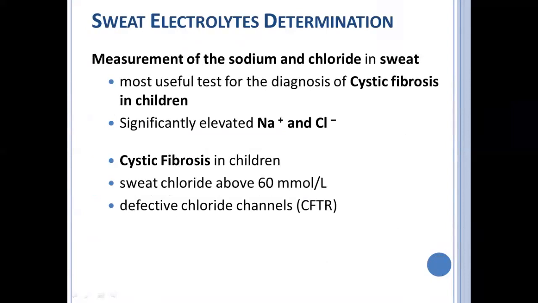You have the sweat electrolytes determination. So this is the measurement of sodium and chloride, particularly chloride, in sweat. This is the most useful test for the diagnosis of cystic fibrosis. So usually in cystic fibrosis, there is elevated sodium and chloride.